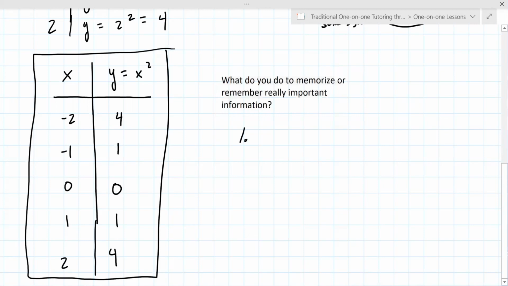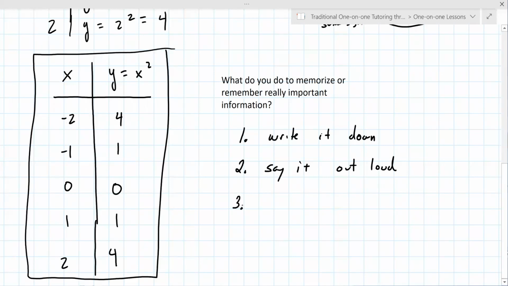So some students, what they will do is they will write it down. They'll write something down over and over again. Another strategy is to say it out loud. Sometimes the more senses you involve, the better. So if you read -2, 4, -1, 1, 0, 0, 1, 1, 2, 4, you're using 2 of your senses. You're saying it and you're hearing it.